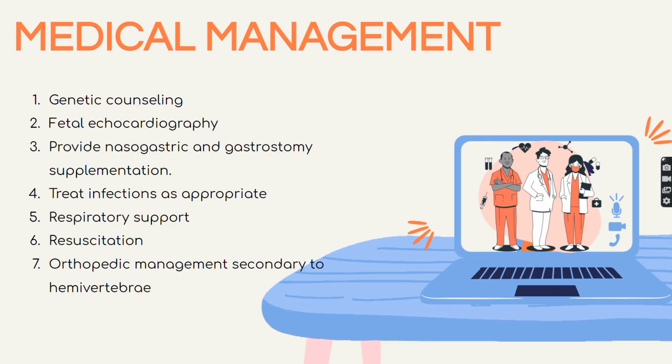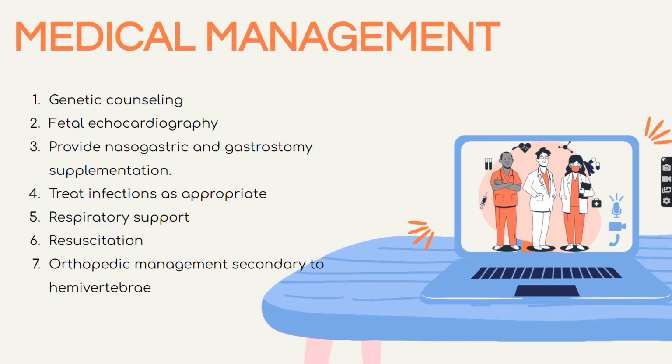Next, treat infections as appropriate, as these infections are usually secondary to otitis media, upper respiratory tract infections such as bronchitis, pneumonia, and urinary tract infection, with sepsis as an ongoing concern. Then, we have respiratory support. Respiratory problems such as upper airway obstruction, hypoventilation, and central apnea are the most common causes of mortality in infants with trisomy 18. Post-operative respiratory care is particularly important for these children. Some of the children may require post-operative mechanical ventilator support.